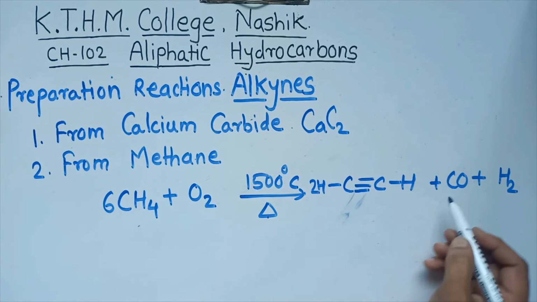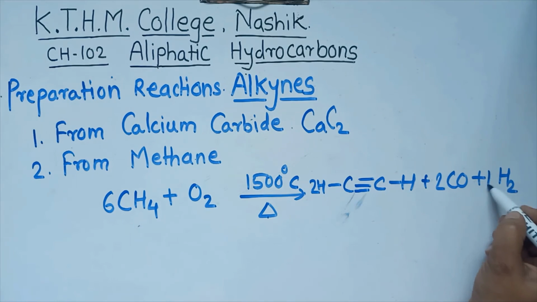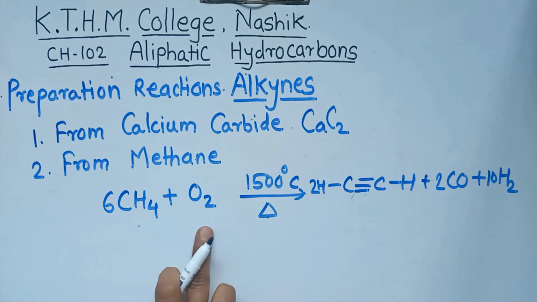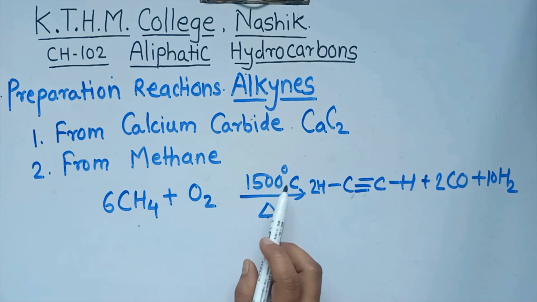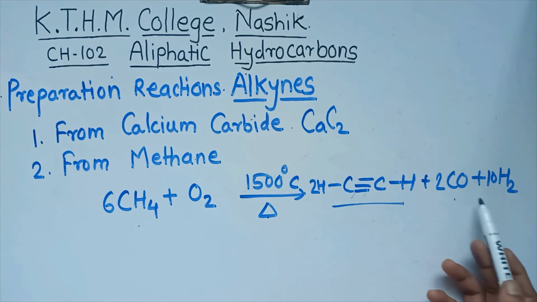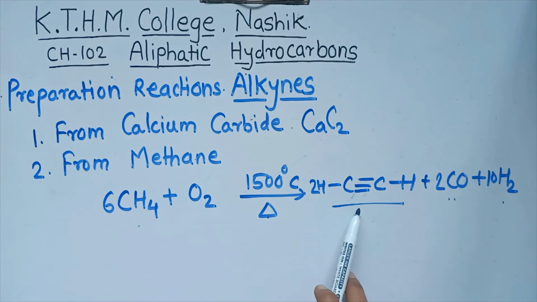So we balance this reaction here. 2 moles of methane, and we get acetylene as a product. When methane is partially oxidized at 1500 degrees Celsius temperature, it forms acetylene and CO, carbon monoxide, and H2 is the byproduct. Okay. So in this way we can prepare acetylene on a large scale in the industrial preparation.